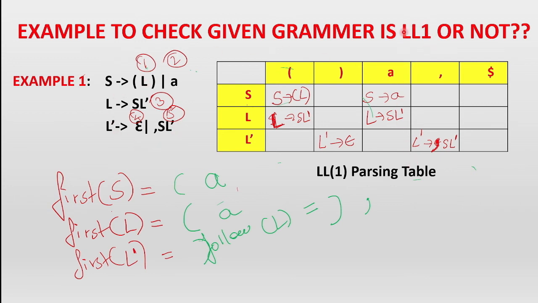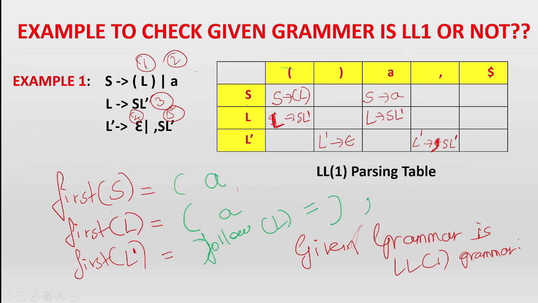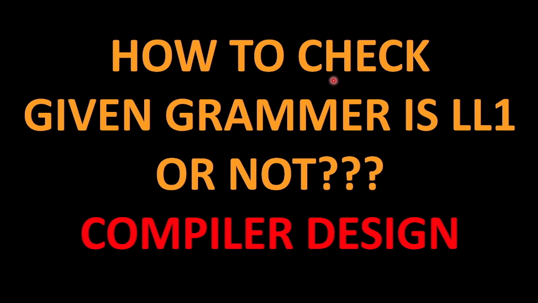Now to check whether it is LL1 or not, check every cell and check if any cell is having 2 productions inside it. If any cell is having 2 productions inside it, then it is not LL1. But in our case, in this example, only one production is there in each cell. So hence, we can conclude that the given grammar is LL1. So this way, any grammar is given, just find the first and follow and draw the parsing table, and you can tell whether it is LL1 or not by checking the entries. So this was all about how to check whether a given grammar is LL1 or not. Thank you.